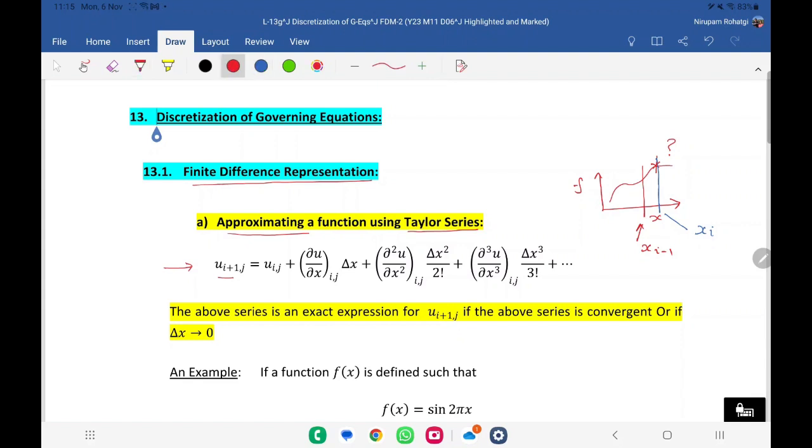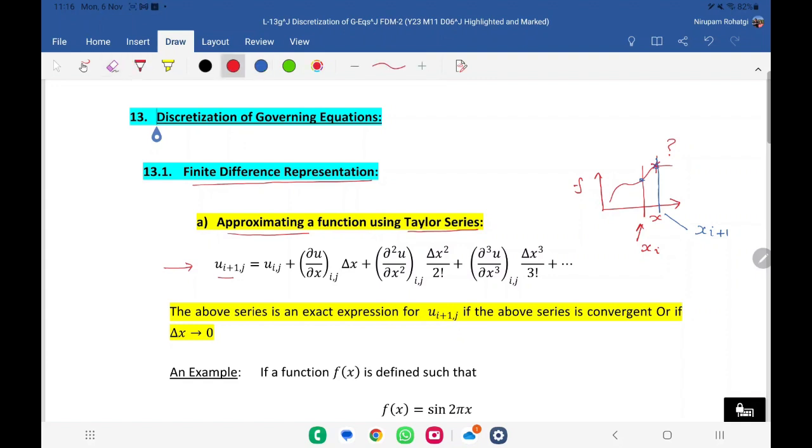Okay, so what Taylor series is telling us, that if you want to find out value at this point of a function, you can find in terms of the value at this point and derivatives at this point. So if you know all the derivatives at x i minus 1 and the value of function at x i minus 1, you can find the value at x i. Okay, here we are talking in terms of i plus 1 and i. So I may write it as i plus 1, and this better write it as i.